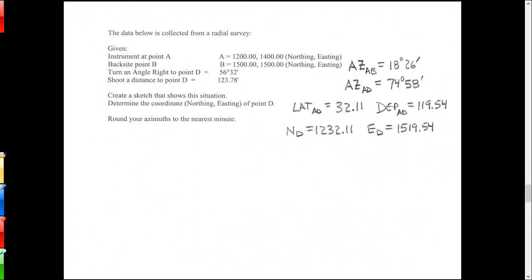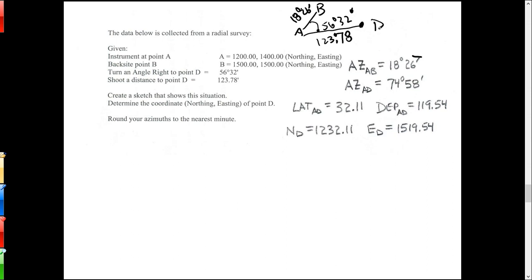All right. Next one's similar. You got the gun at A. You're looking back at B. Now that's the same line as before. I just did that so we weren't sitting here calculating forever. So that's 18 26 back. And that's the same line as we used on the previous problem. And then we're going to turn a 56 32. And we're going to shoot 123.78. And we want to know, where are we?